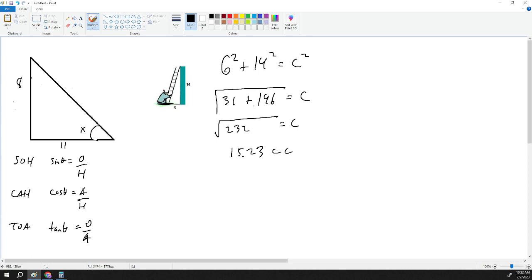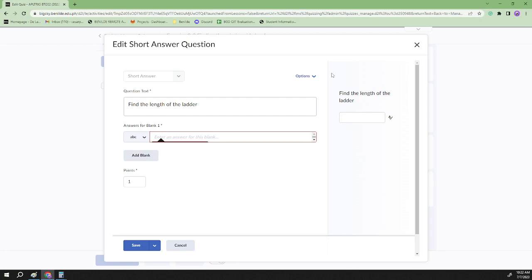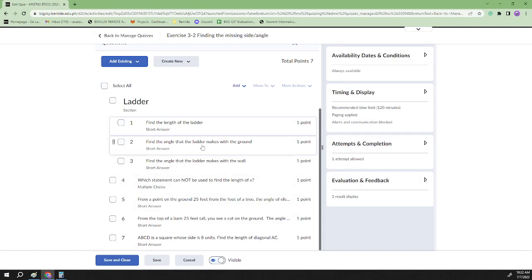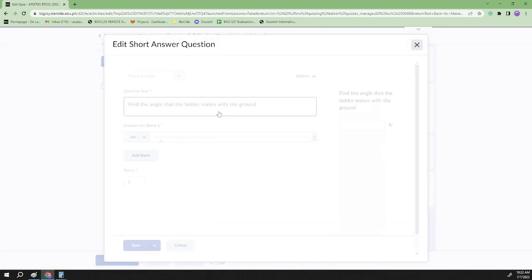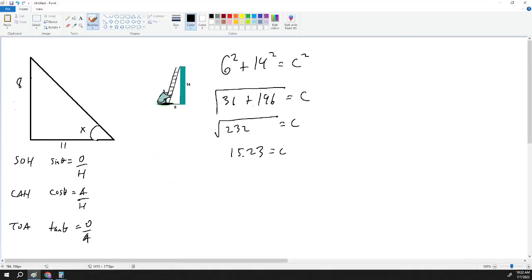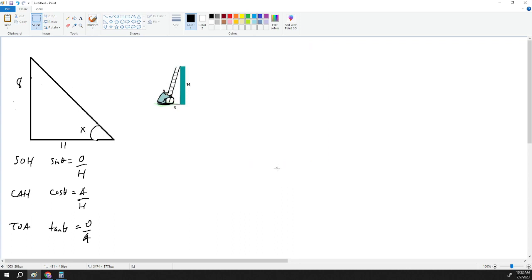That is the length of our ladder. Then the next question is, what is the angle that the ladder makes with the ground? Ano yung angle nito? We have, again, our opposite, our adjacent. We can use tan, our inverse of tangent. So, tan, -1.